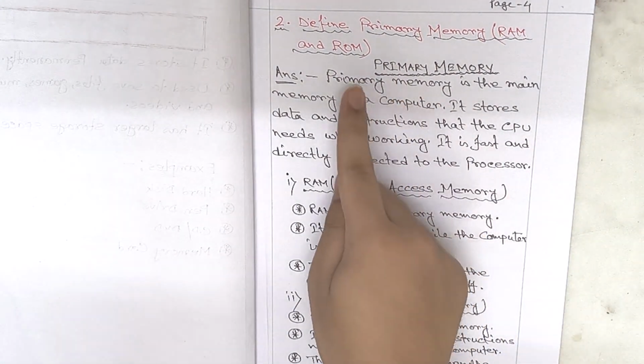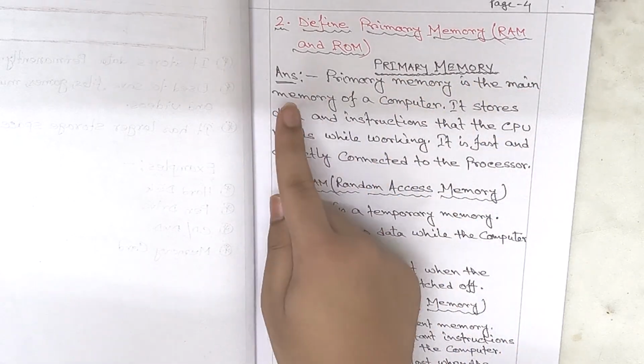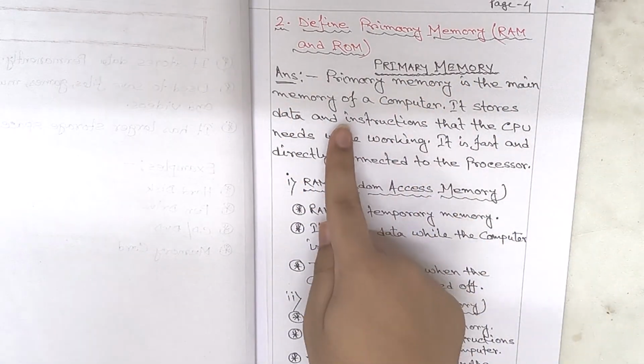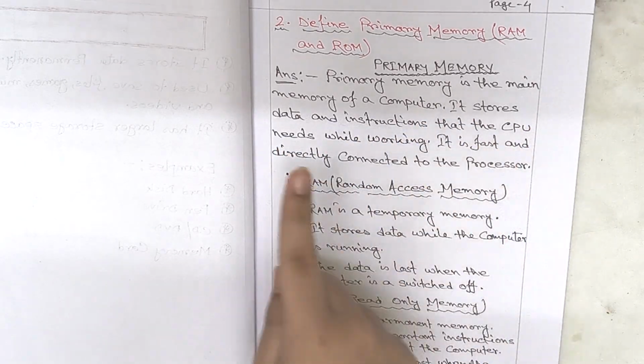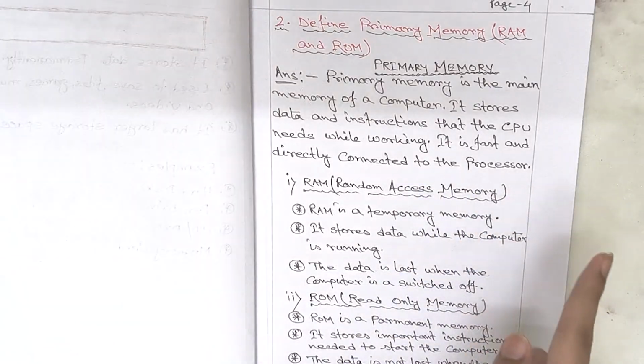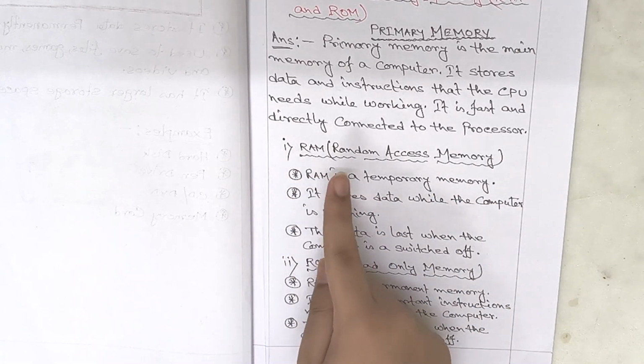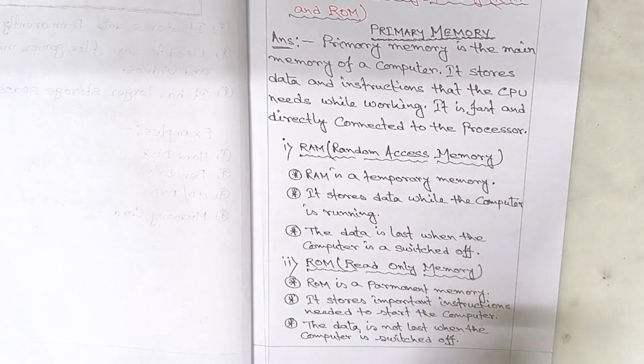Now here is a question: define primary memory, RAM and ROM. Now here is the answer written. Primary memory is the main memory of a computer. It stores data and instructions that the CPU needs while working. It is fast and directly connected to the processor.